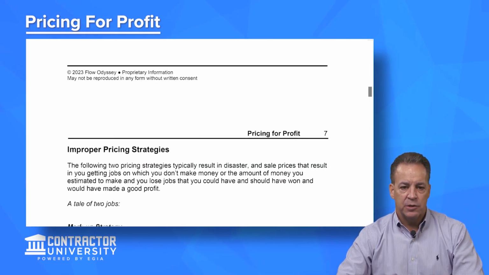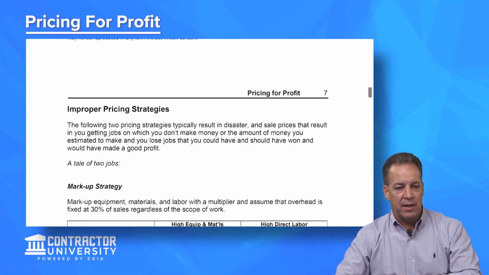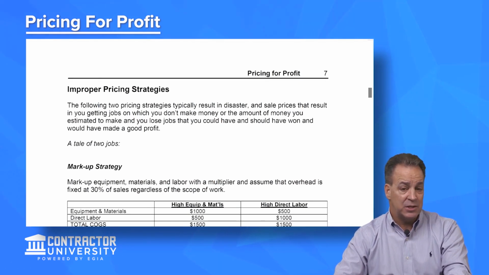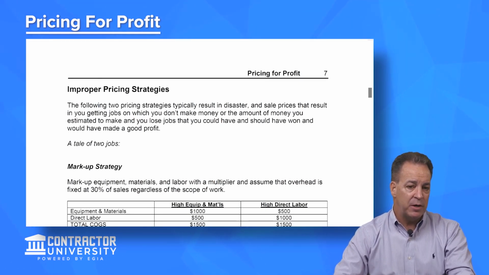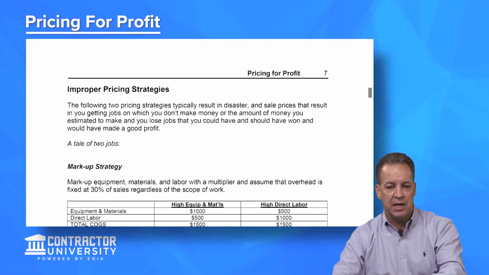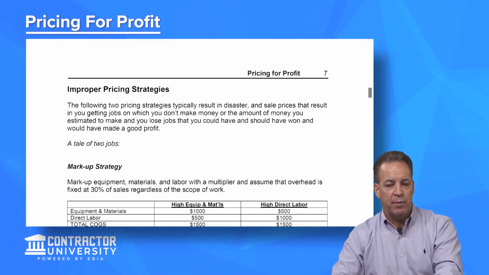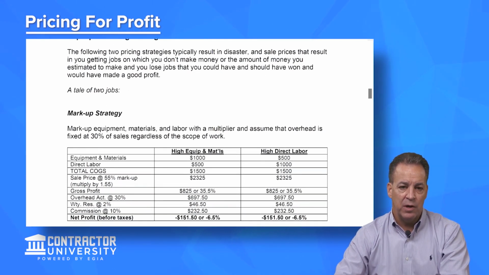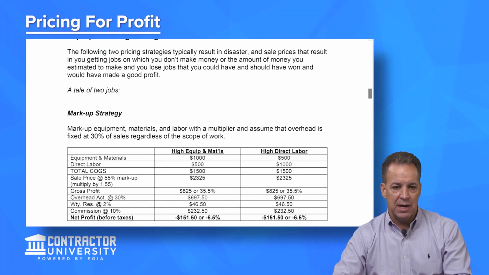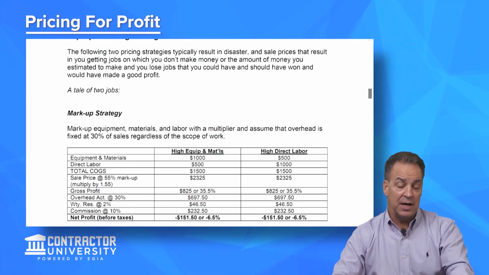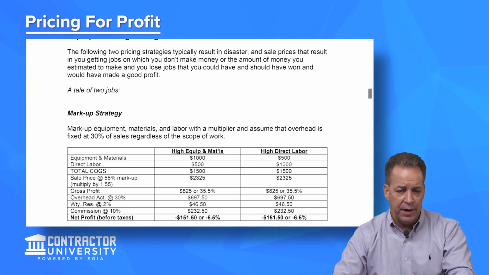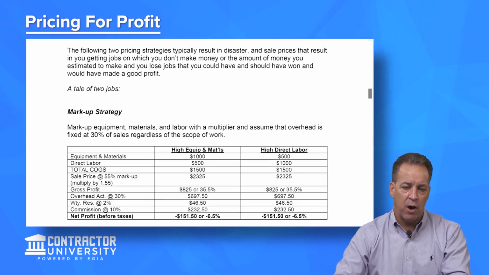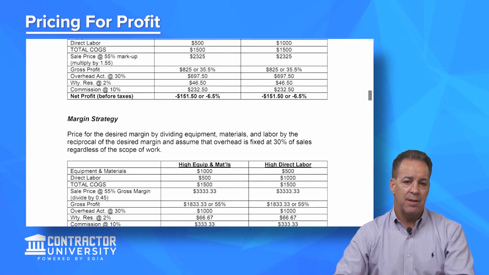So there is a discussion about improper pricing strategies, and we look at that discussion both from a high equipment and materials scope of job versus a job that would be low cost of equipment and materials, but a high direct labor job. And so that's what you see here in each of the following tables. We look at both of those scenarios, and that's why these pricing strategies are flawed. And so unfortunately, they are the most prevalent in the industry, especially the markup strategy, which you'll see discussed first, and then the margin strategy.